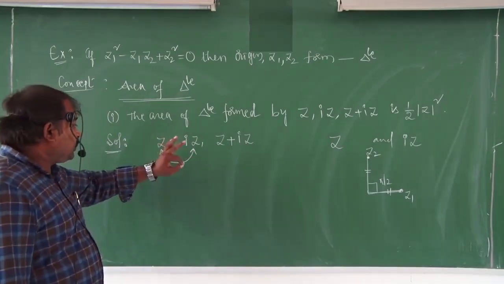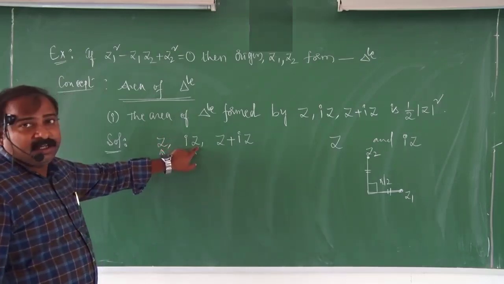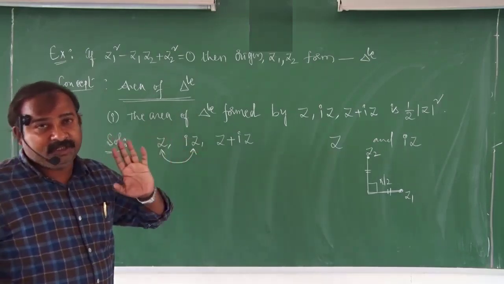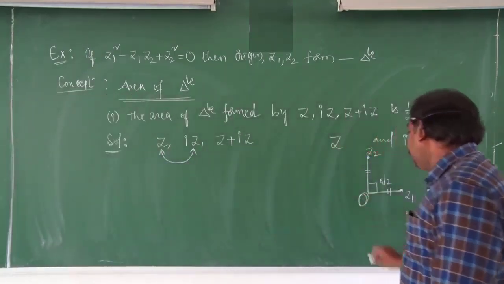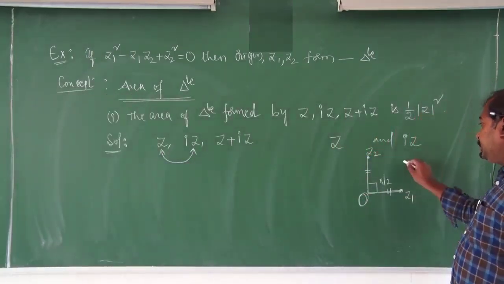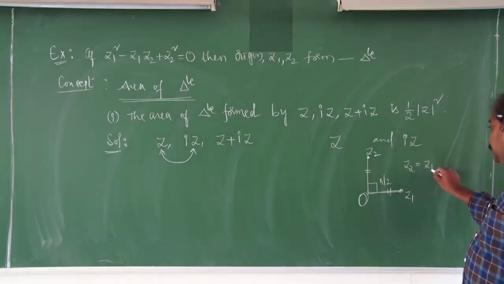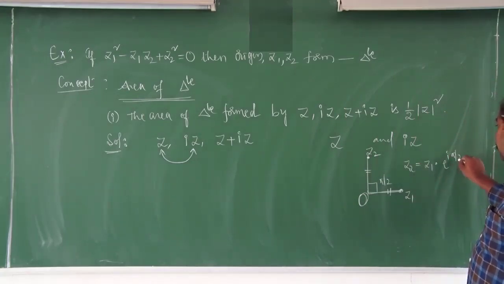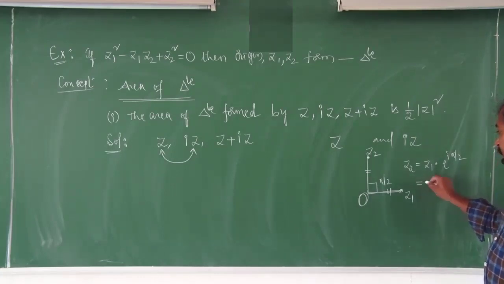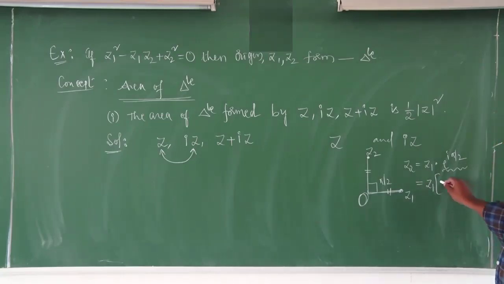Here it is clear that z and iz are equidistant from the origin. If I take the origin here, then how is Z2 related? Z2 is equal to Z1 into e power i pi by 2. According to the rotation theorem, what is e power i pi by 2? Cos pi by 2 plus i sin pi by 2. Cos pi by 2 value 0 plus i into sin pi by 2 value 1 means i, which is equal to i into Z1.